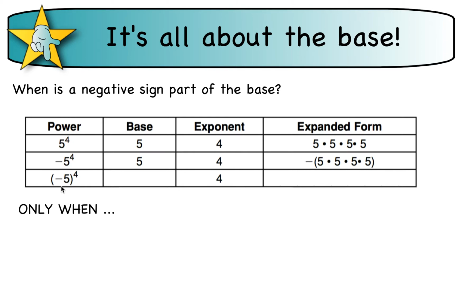What is the base in this example when we have parentheses? Well, that's when we have a negative 5 for the base. To expand that one, it means negative 5 times negative 5 times negative 5 times negative 5. So I want to make sure you understand the difference between the second one here and the third one. So when is a negative sign part of the base? Only when the negative is inside the parentheses is it part of the base. Otherwise, it's in the answer.